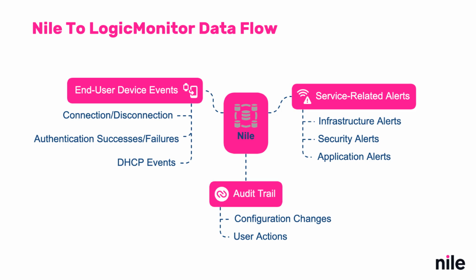Third, audit trails are also forwarded. This means any user actions within the Nile portal, such as configuration changes or setting modifications, are logged and sent to Logic Monitor. Technically, this data is sent securely over HTTPS using Logic Monitor's generic log ingestion feature. Nile establishes a connection to the customer's Logic Monitor instance using an access key and access code generated within Logic Monitor, which are then configured in the Nile portal. Additionally, Nile supports mapping these logs to specific Logic Monitor resources, so all incoming data is properly categorized and easy to search or group within Logic Monitor.